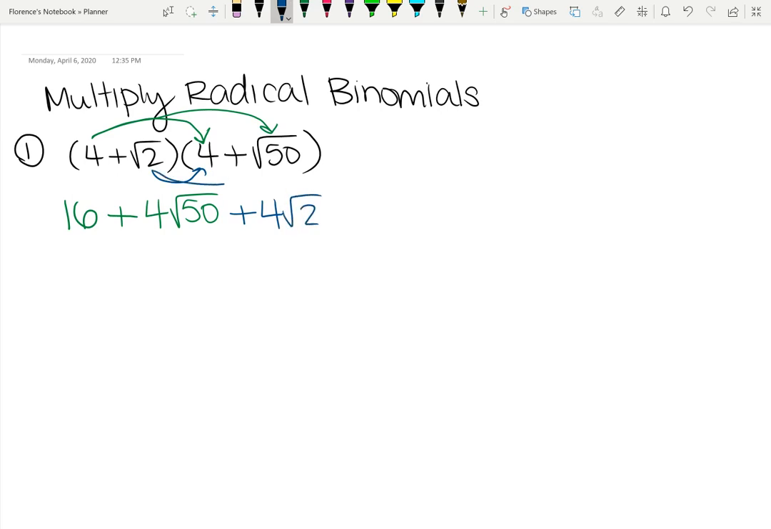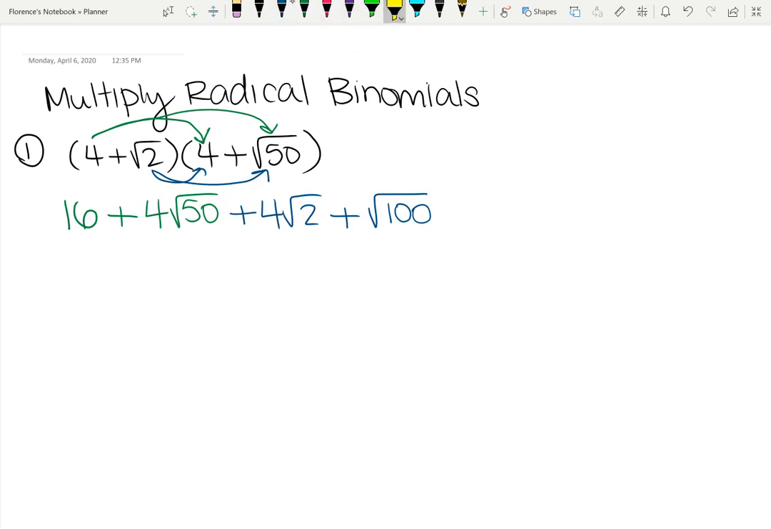And then lastly, square root of 2 times square root of 50, positive times positive is another positive. And then square root of 2 times the square root of 50 is the square root of 100. 2 times 50 is 100. So I did my distributive property. Now what I'm going to do is I'm going to look for things that could simplify, right? So I'm going to start off over here, and I'm going to kind of highlight a little bit.